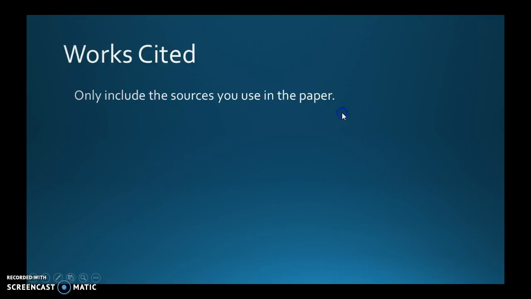And again, for the works cited, you only need to include the sources that you use in the paper. So for your annotated bibliography, if you had 4 sources and you ended up only using 2 of them, and then you used 2 other ones you discovered along the way, you don't have to include sources that you did not put in the paper. So that's kind of the overall lecture for that.